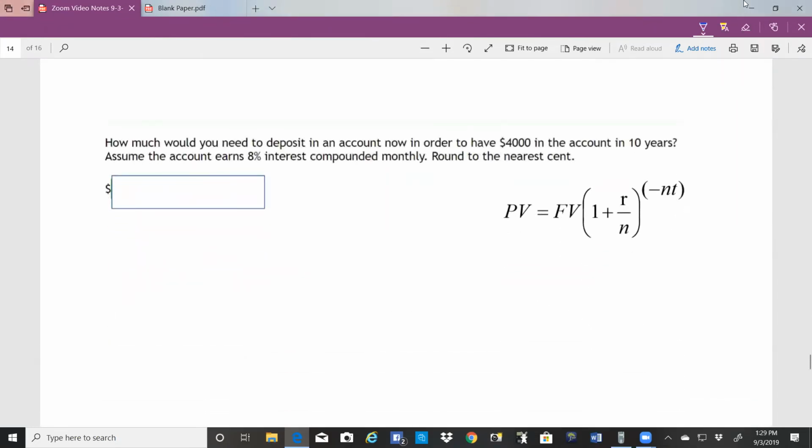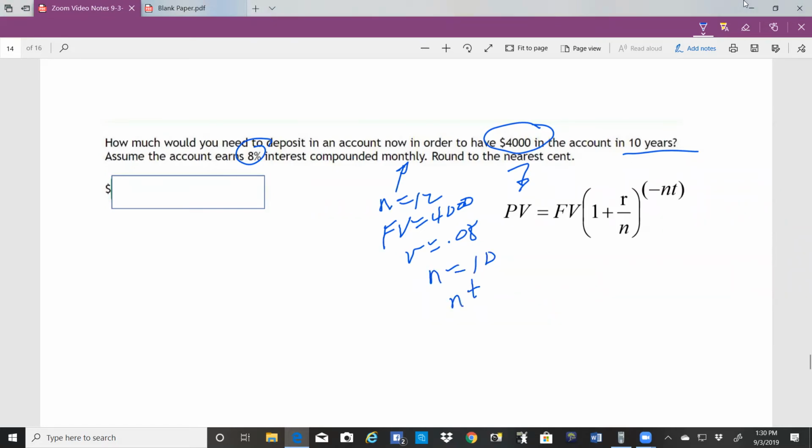Example here, you want to have $4,000 in the future in 10 years at 8%. How much do you need to put in the bank now if it's compounded monthly? So that means N equals 12. Future value is 4,000. R is 0.08. T is equal to 10. So NT is equal to 120.